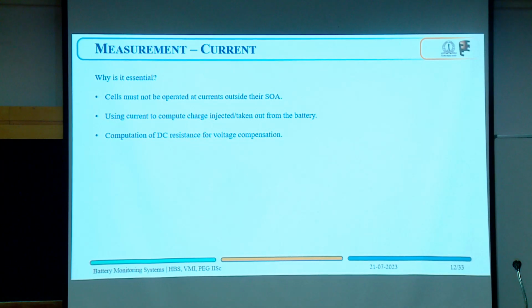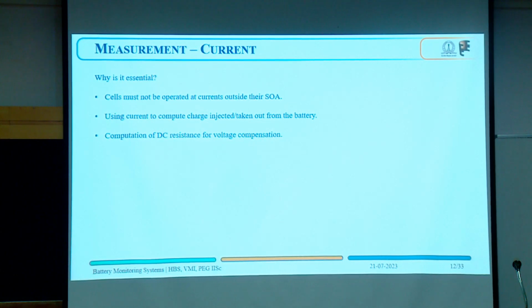Then like we saw, voltage can be used to measure or compute the SOC. Similarly, the current can also be used to measure how much charge has been fed into or taken out from a battery or a cell. So if we integrate the current, let us say I am pumping 5 amperes for 1 hour, then I have 5 ampere hour of charge being pumped into the battery. Same for the discharge as well.